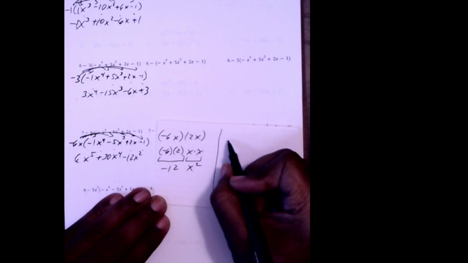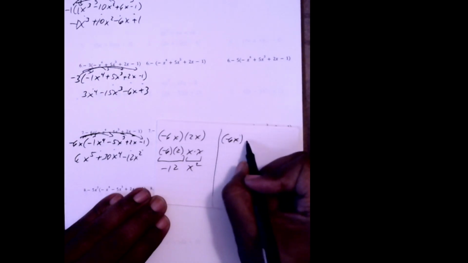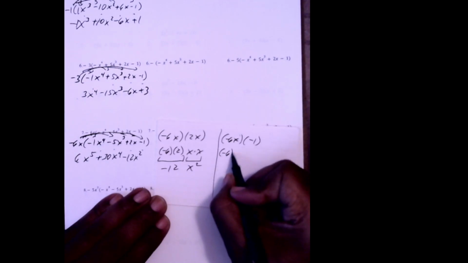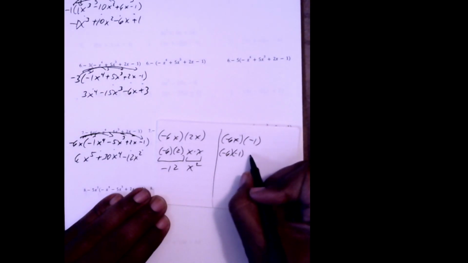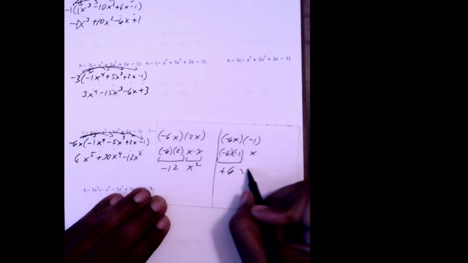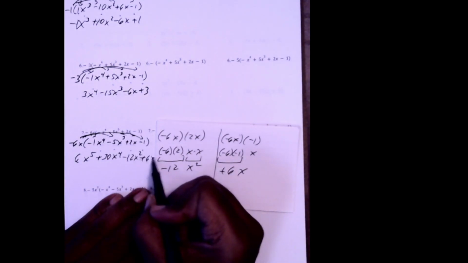And finally, we have a negative 6x multiplied with a negative 1. Change the associations. Negative 6 times negative 1 and then times x. 6 times 1 is 6. Negative times negative is positive. And then we have 6 times x at the end. So this will be a plus 6x.